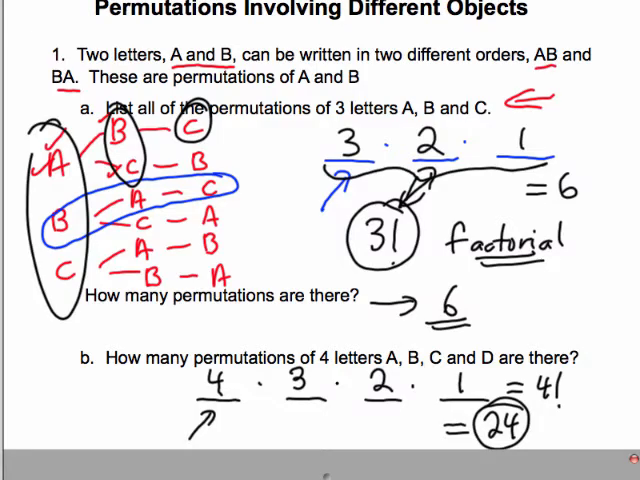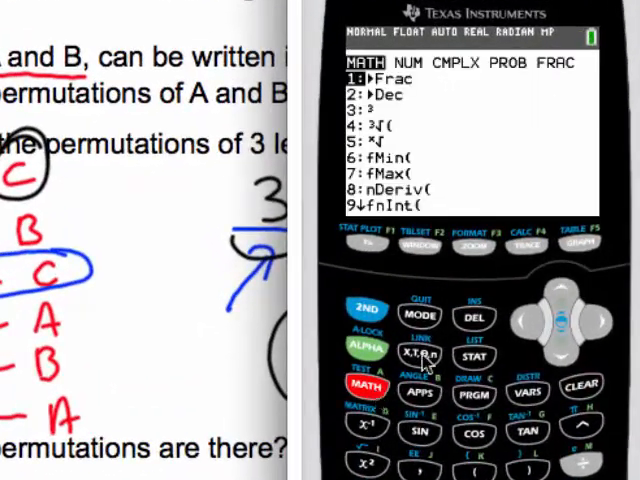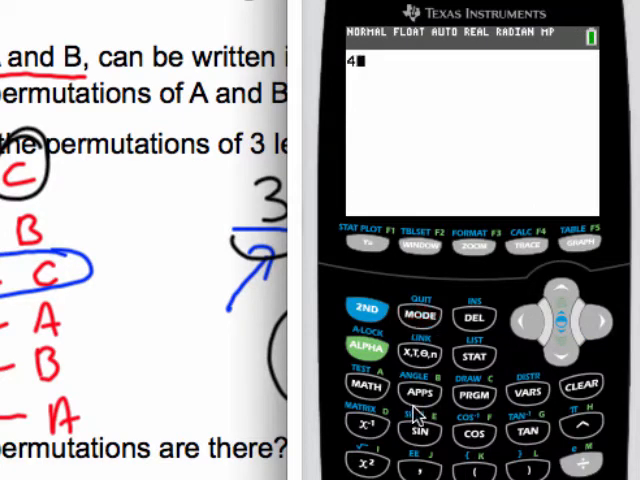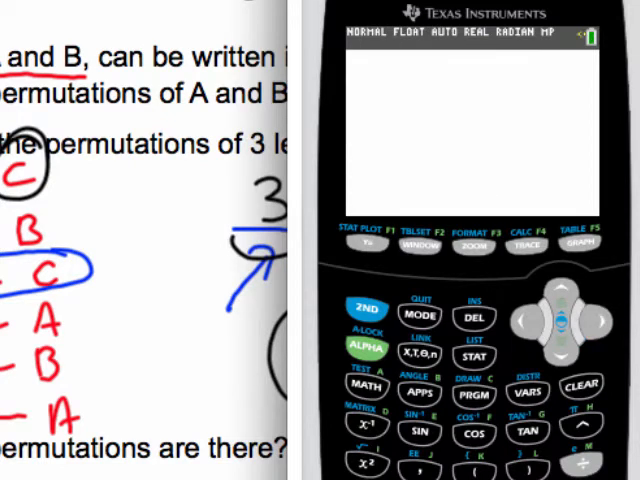And you can get the factorial on your calculator, by the way, by going to Math and then over to Probability, the 4th one over here. There it is right there, number 4. So you actually have to put the number in first. 4, Math, Probability, and it'll tell you that it's 24.